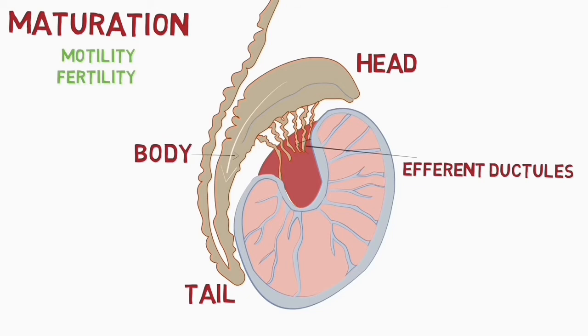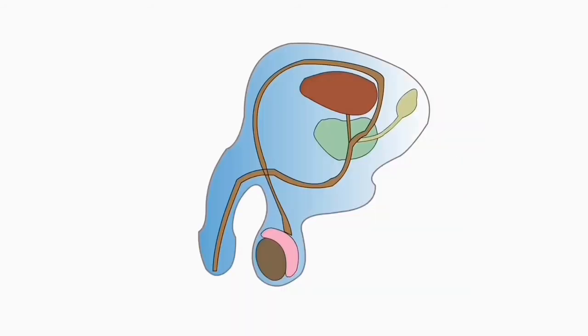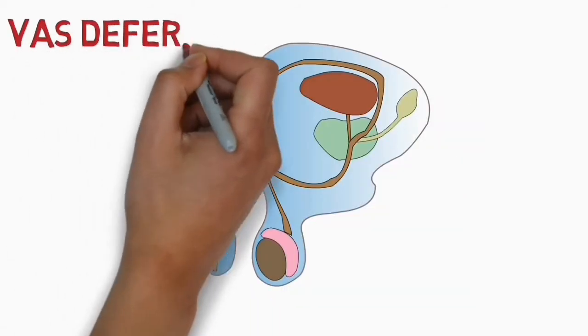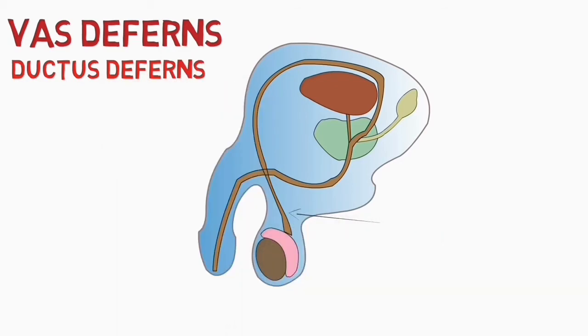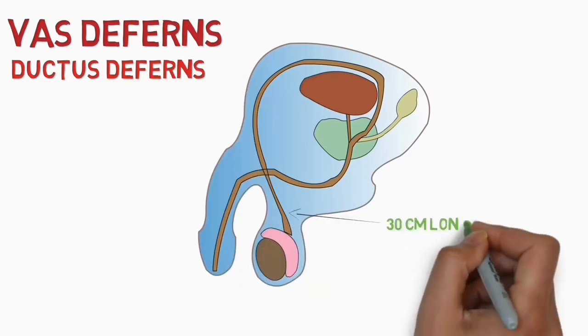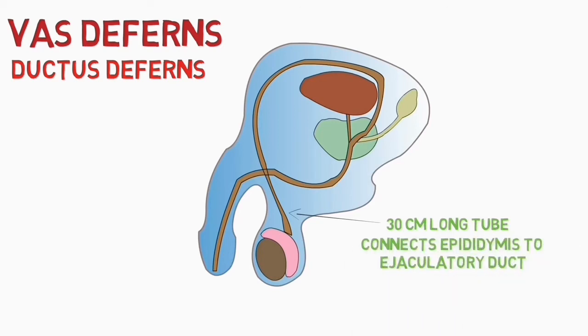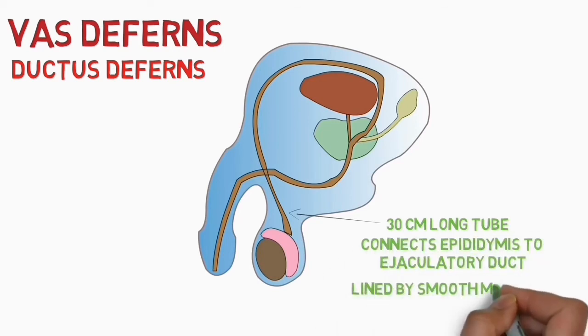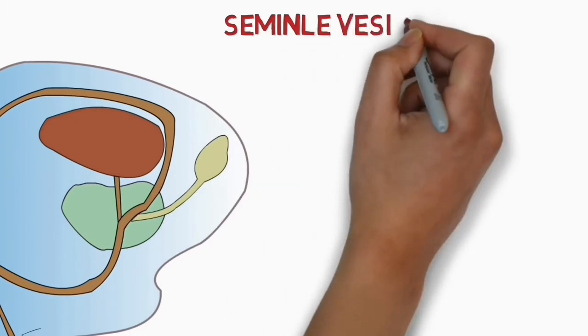The next internal male reproductive organ is the vas deferens. The vas deferens is also known as the ductus deferens. The ductus deferens is a 30 centimeter long tube that connects the epididymis to the ejaculatory duct. The wall of the vas deferens is lined by smooth muscles, which aids the passage of sperm through the lumen.